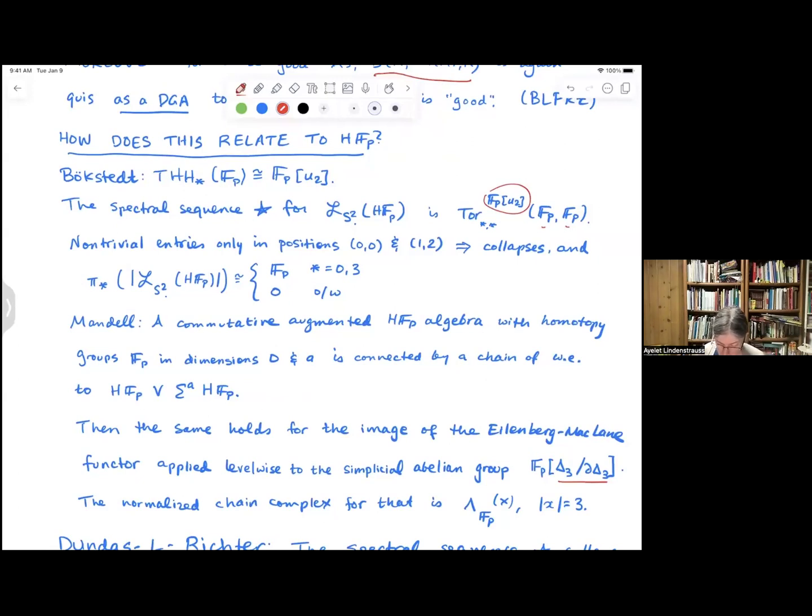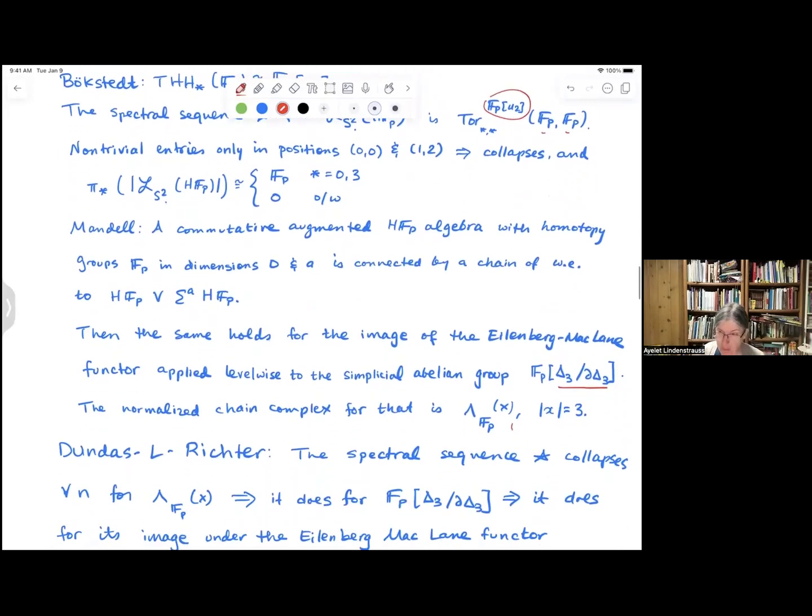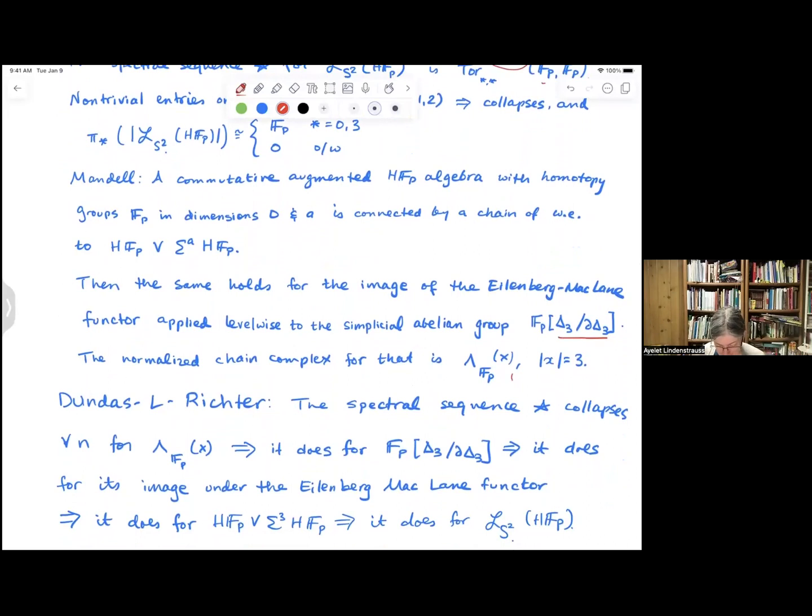But of course, the normalized chain complex for this is the exterior algebra over FP on X, where X is the characteristic class of the three-sphere. And suddenly we see that this is an example that we're familiar with, because this is exterior on an odd dimensional generator. So Bjorn Dundas and Birgit Richter and I showed that basically all these have the same E2 spectral sequences trying to calculate the Loday construction over the 2-sphere based on the Loday construction of the 1-sphere. And for the exterior one, the spectral sequence collapses, but then we can map the spectral sequence for the simplicial abelian group isomorphically to the exterior one. And so this one also collapses.